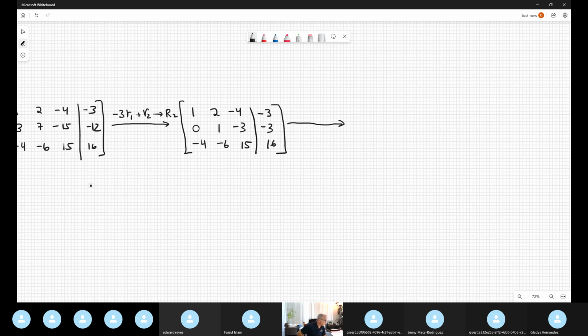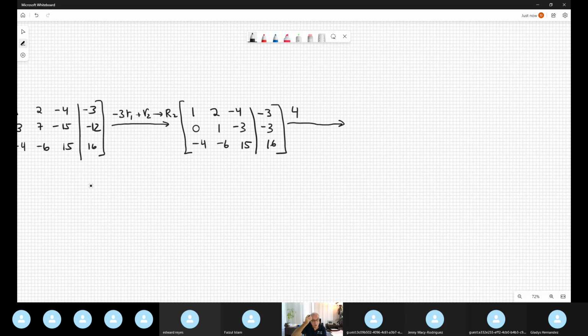Question. Jenny says yes. Okay, let's continue. What is the next step? I need to create 0 here. What should I do to get 0 here? Well, this is part of the game: you need to create your own row operation in order to get what you want. The thing you want is positive 4.